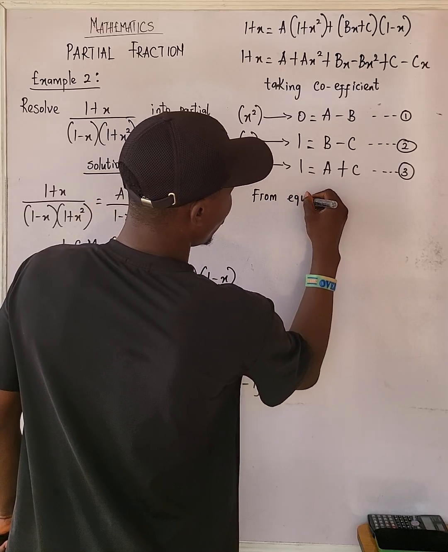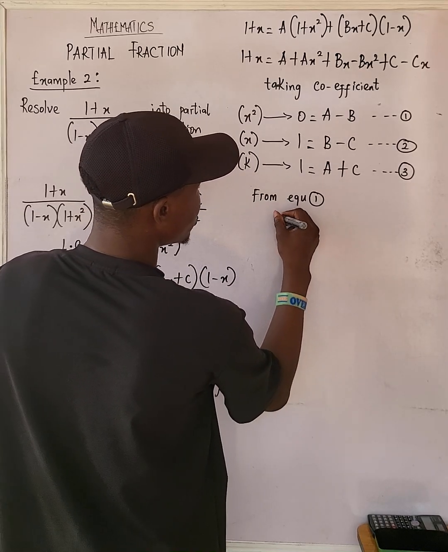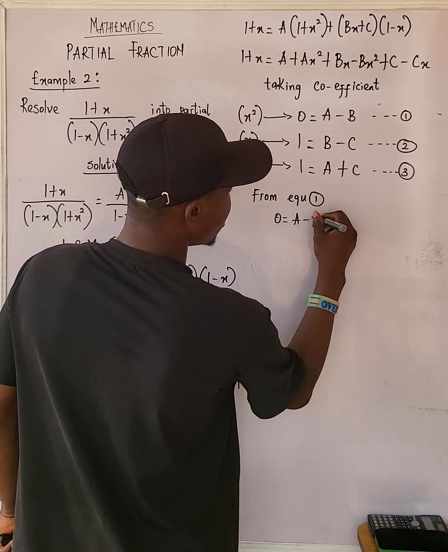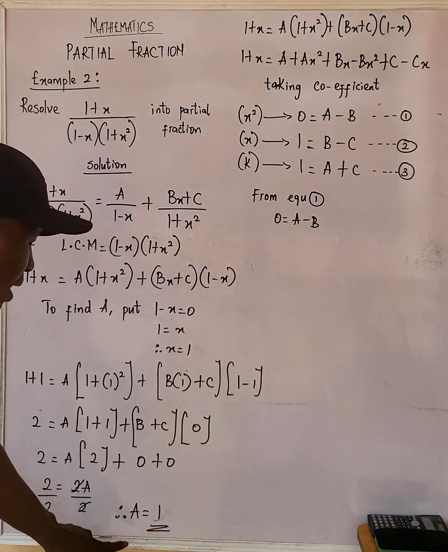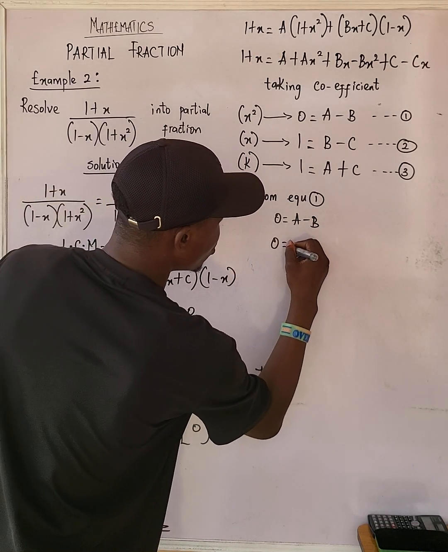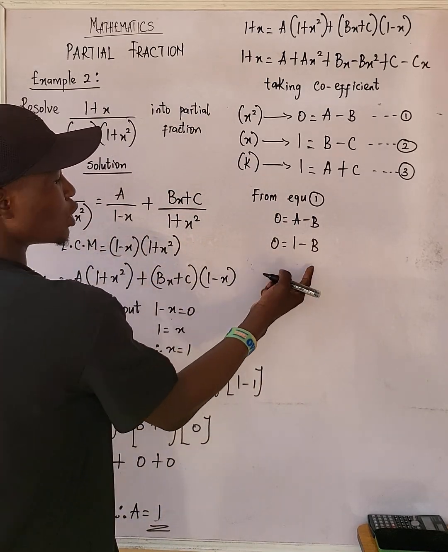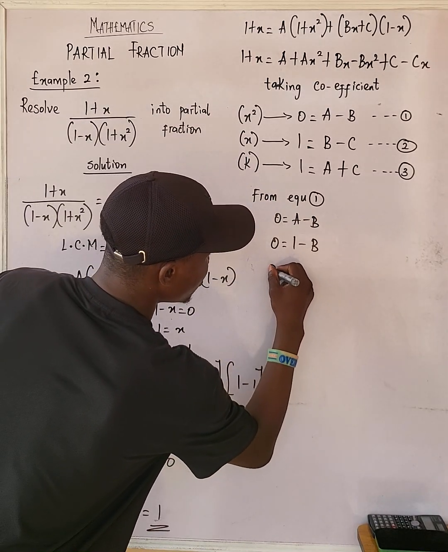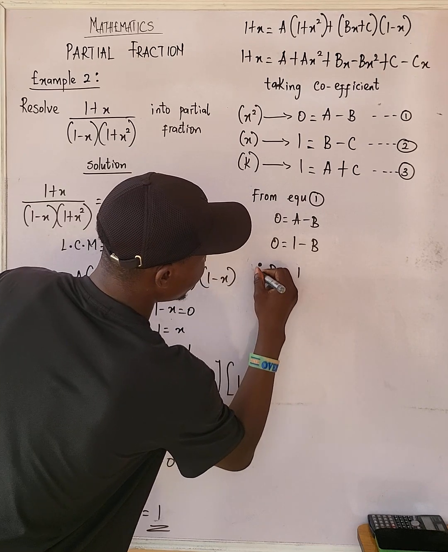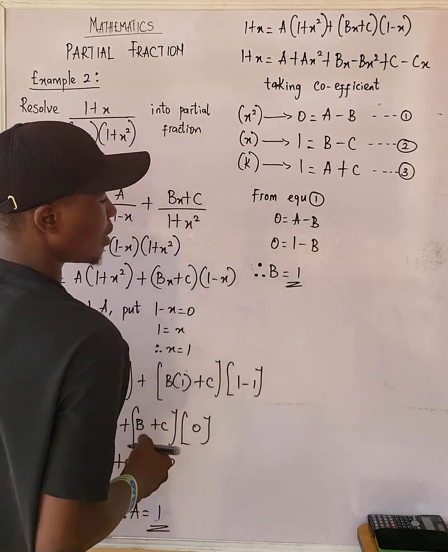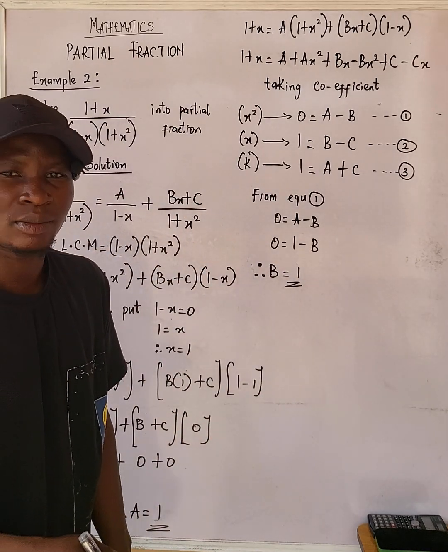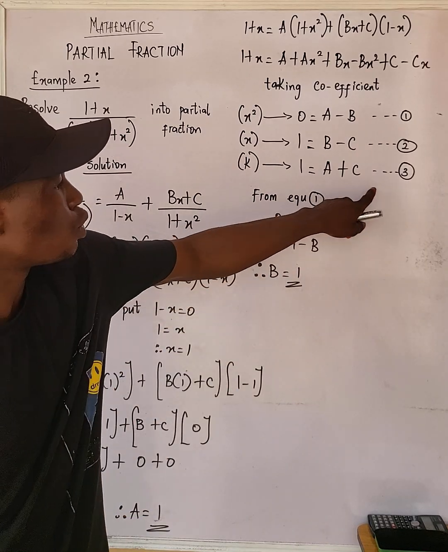Equation 1 says 0 is equal to a minus b, right? So what's our a? Our a is 1. So that's 0 is equal to 1 minus b. Let's take minus b to this side. When minus b crosses, what will it become? Plus b equals what? 1. Therefore, b is equal to 1. And this is our value for b. Do you understand? So let's go to equation 3.